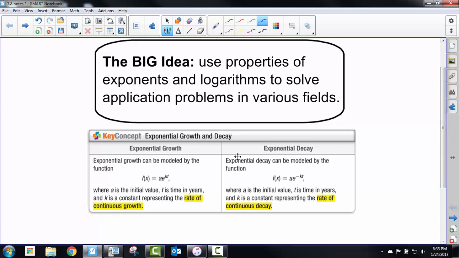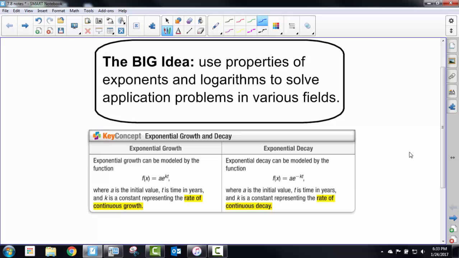I've got a little model for you for exponential growth and decay. You can see these here. For growth, it's f of x equals a times e to the positive kt. For decay, it's a e to the negative kt. The only difference, of course, being that the exponent is negative with the decay.